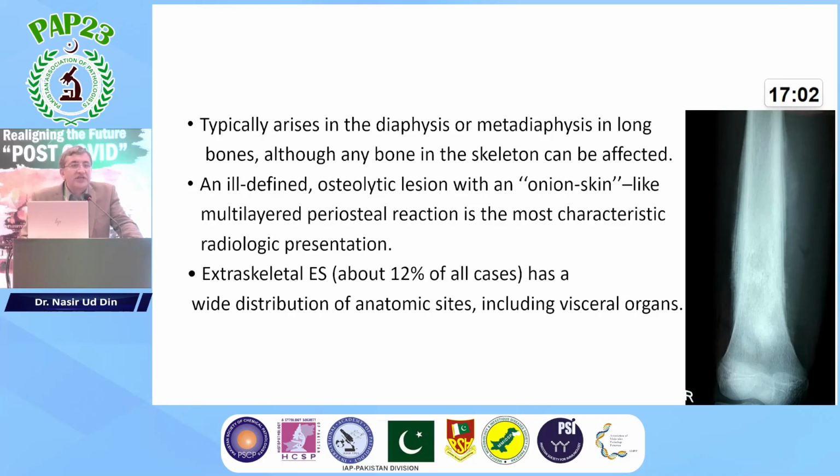In the long bones, they typically arise in the diaphysis or metadiaphysis with a characteristic ill-defined multi-layered periosteal reaction called onion skin appearance. Extraskeletal Ewing sarcoma has a wide distribution of anatomic sites, including visceral organs.